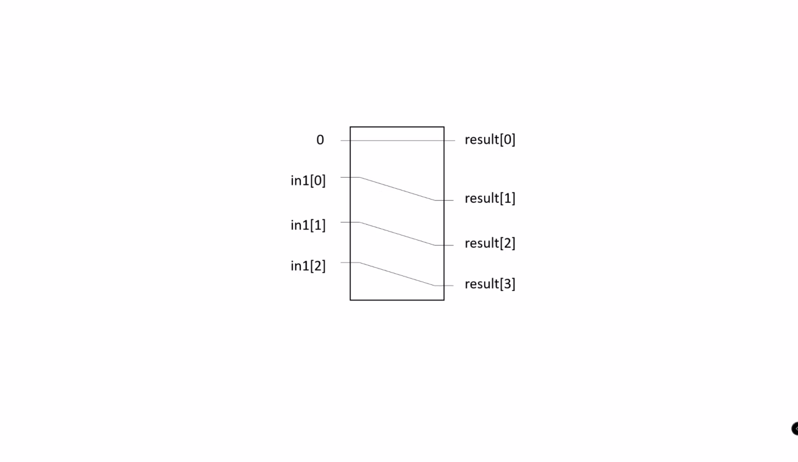A shift can be performed as a combinational operation using wires. In this case, we've shifted left by 1 bit. A rotate would move bits shifted out of the most significant positions into the least significant, or in the other direction from the least to the most significant.